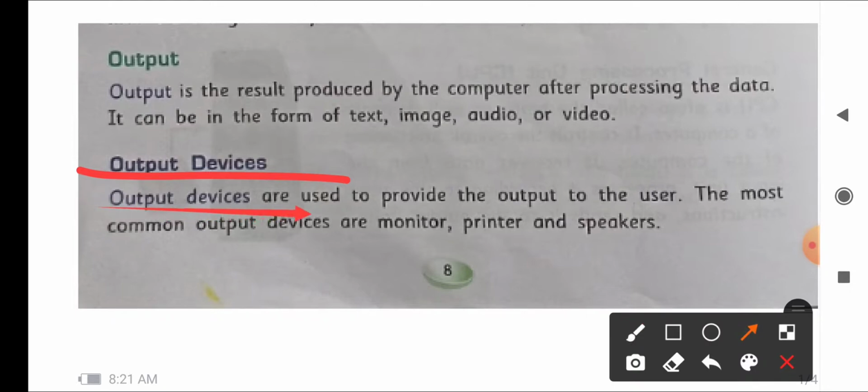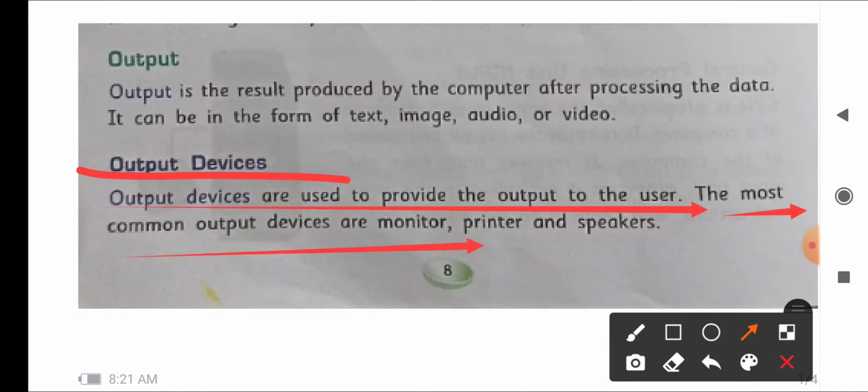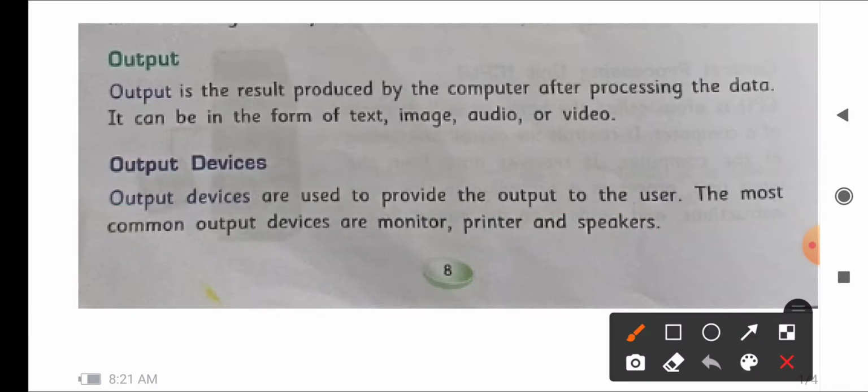Now let's see some output devices. Output devices are used to provide the output to the user. The most common output devices are monitor, printer, and speakers. What are the most common output devices? Monitor, printer, and speakers. What do they give us? They give us the output. Understood?